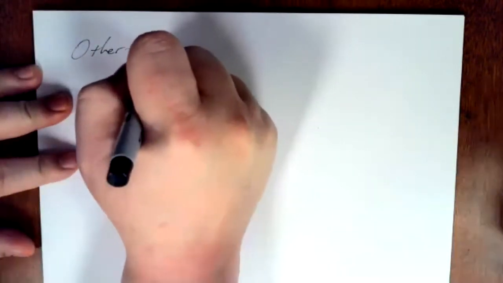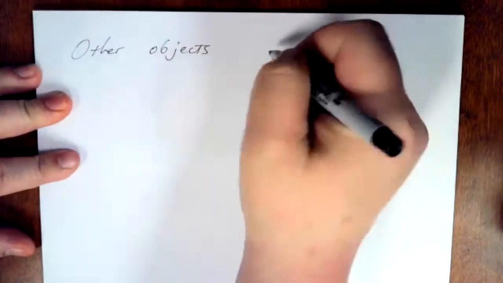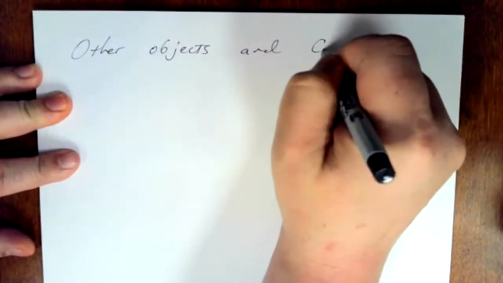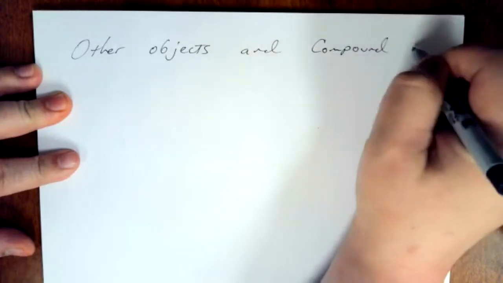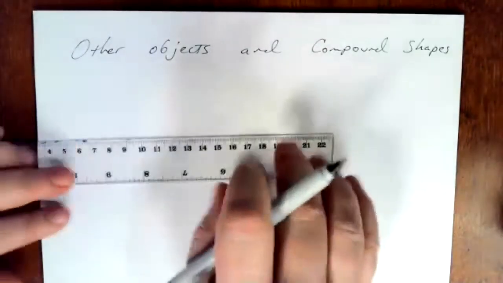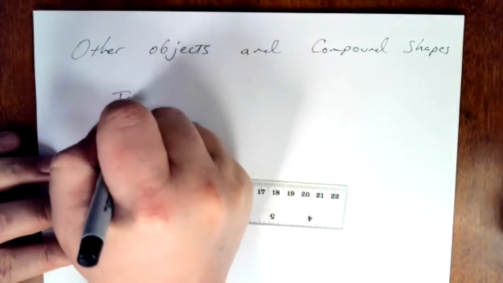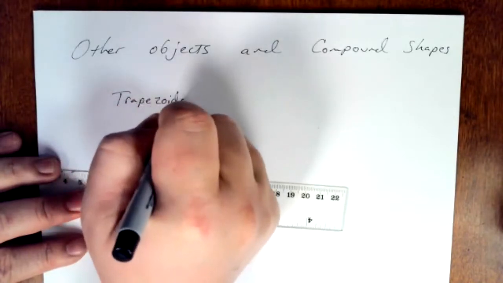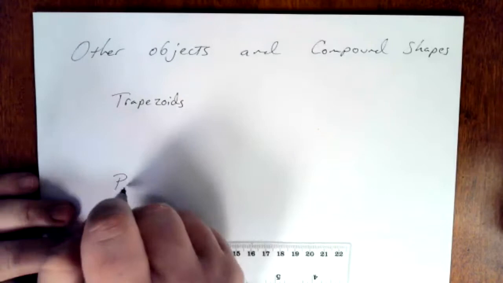So today, I kind of want to go off the path that we were headed on yesterday because it didn't look like we were going to get as far as I had hoped. So what I want to talk about today are some other objects and compound shapes. The other objects that I want to talk about are trapezoids and parallelograms.